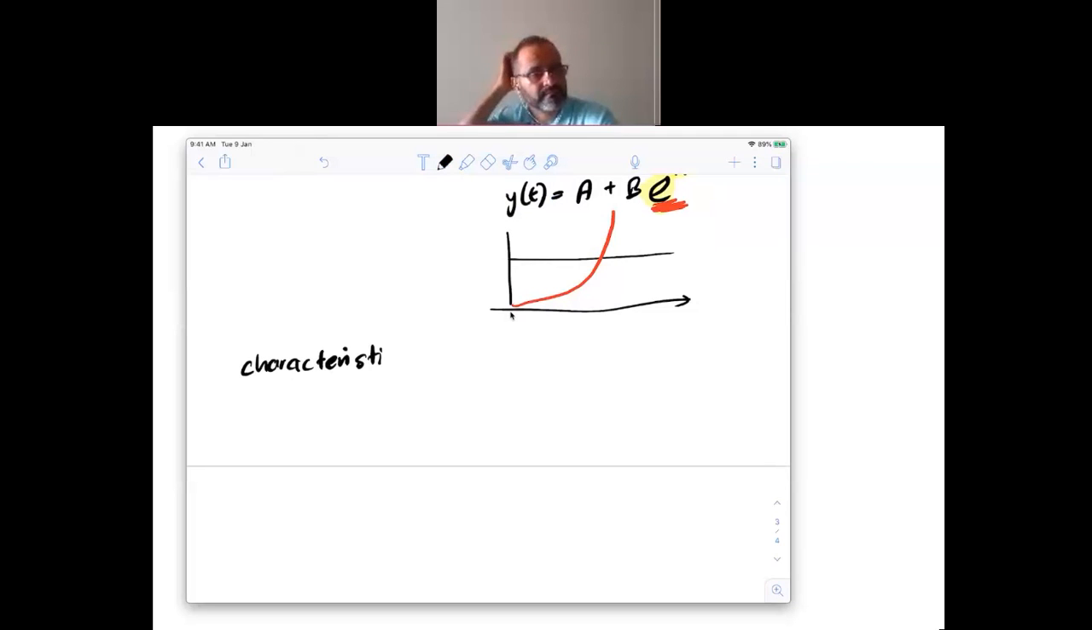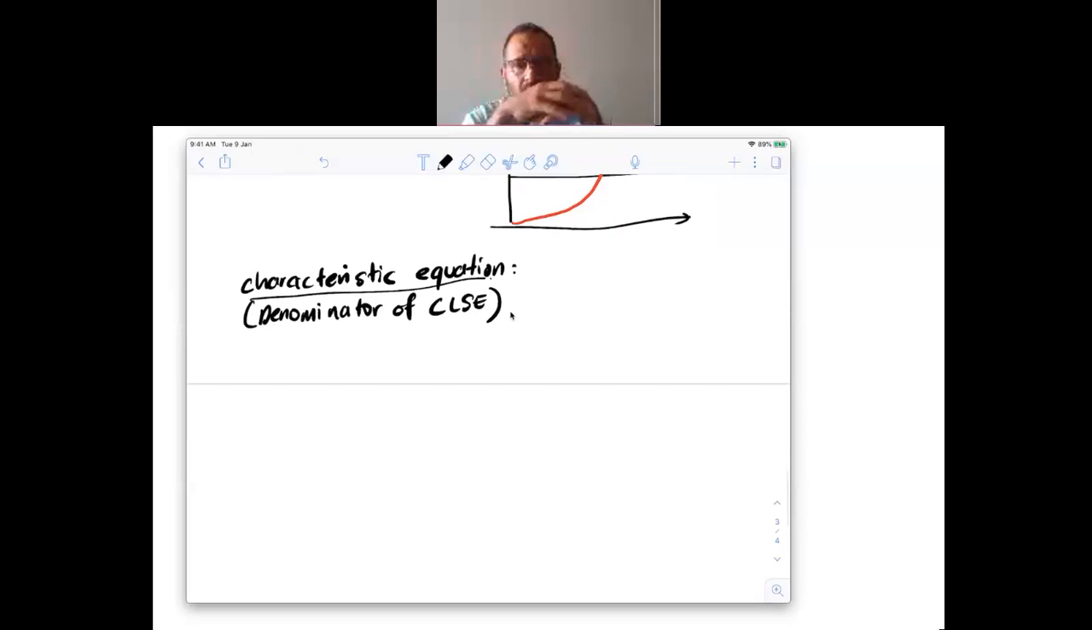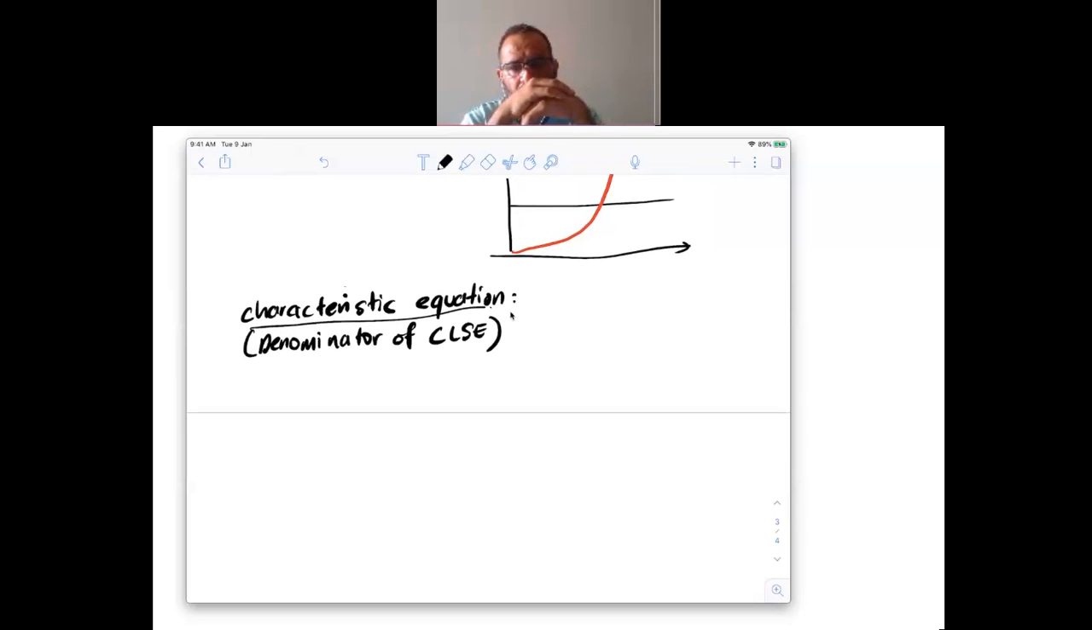Characteristic equation is actually the value of the denominator of your closed loop system equation. In bracket I can put: denominator of closed loop system equation. So as long as you can write the closed loop of your system equation, the denominator part of it is the characteristic equation. Okay, so characteristic equation, let's say I have a closed loop transfer function like this.